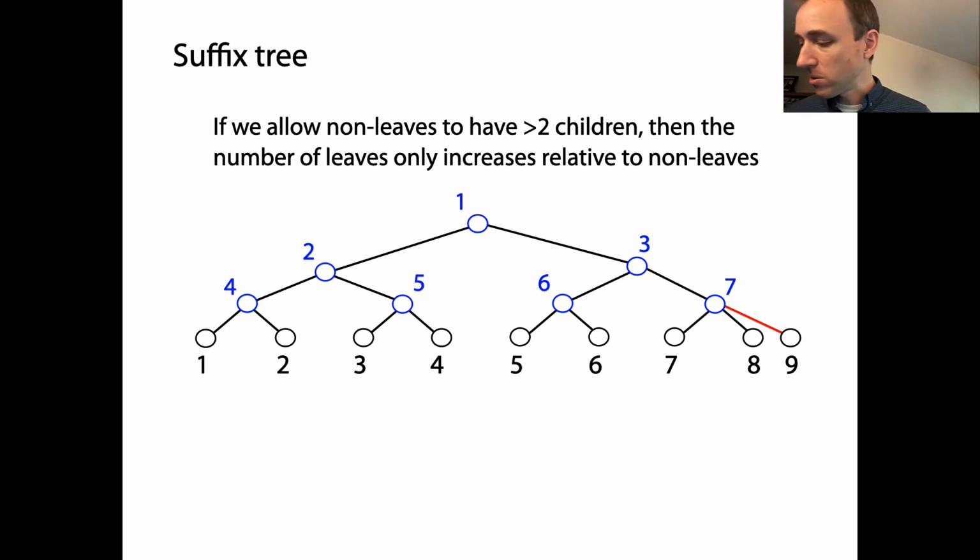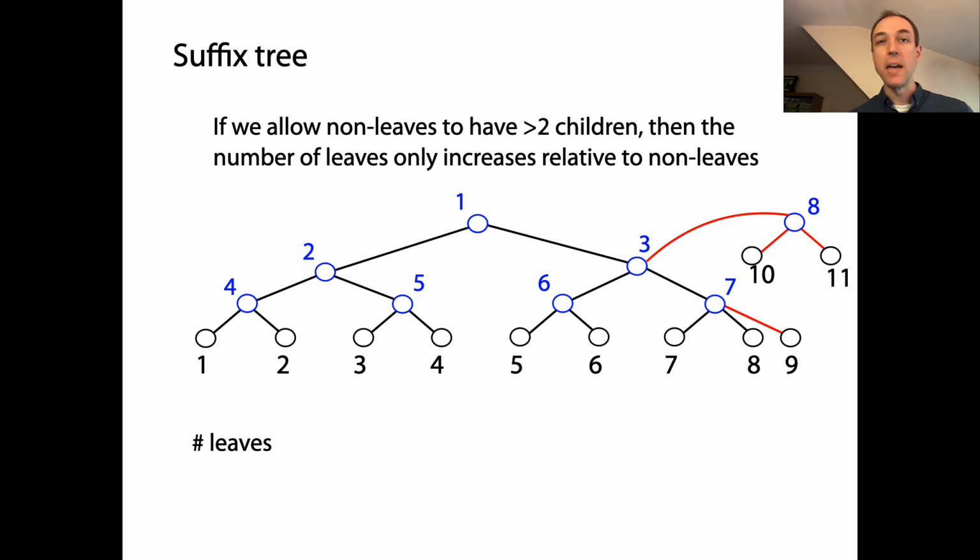And if we explore one other way that we could augment this tree so that now we have more nodes that have more than 2 children. So now this node has 3 children, and then I added this little subtree here. Now we have 11 leaf nodes and we have 8 non-leaf nodes, right? So they're getting even farther apart.